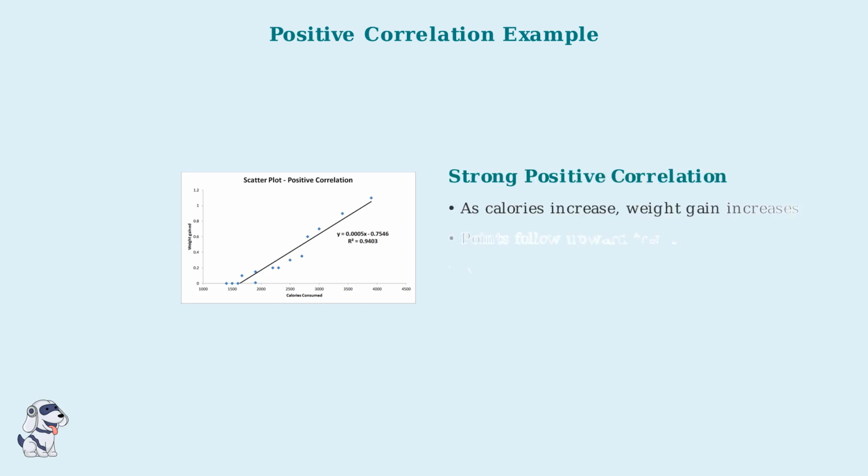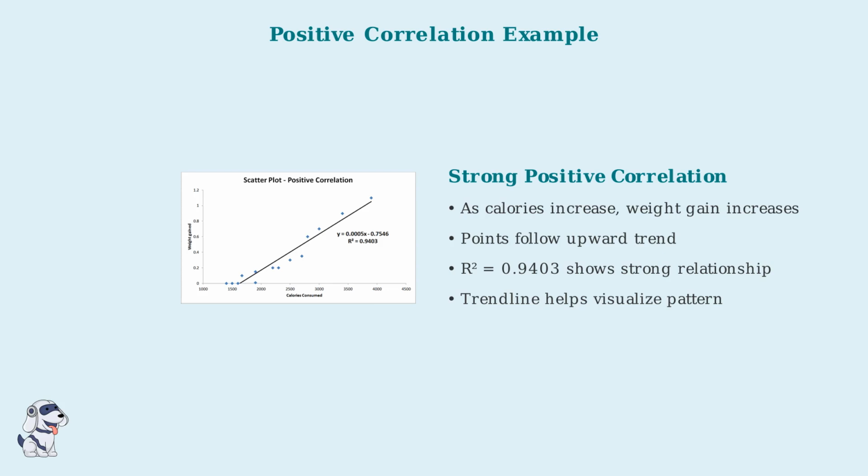The points follow a clear upward trend, and the R-squared value of 0.94 indicates that 94% of the variation in weight gain can be explained by calorie consumption. The trend line helps us visualize this strong linear relationship.